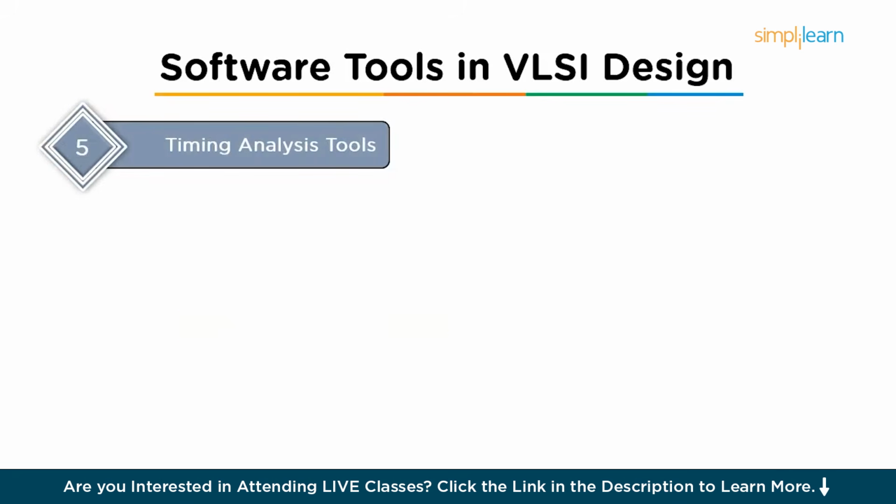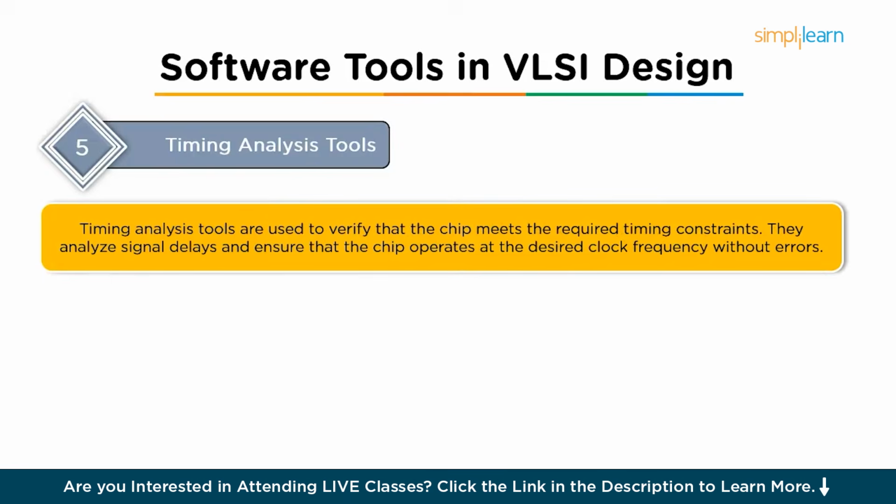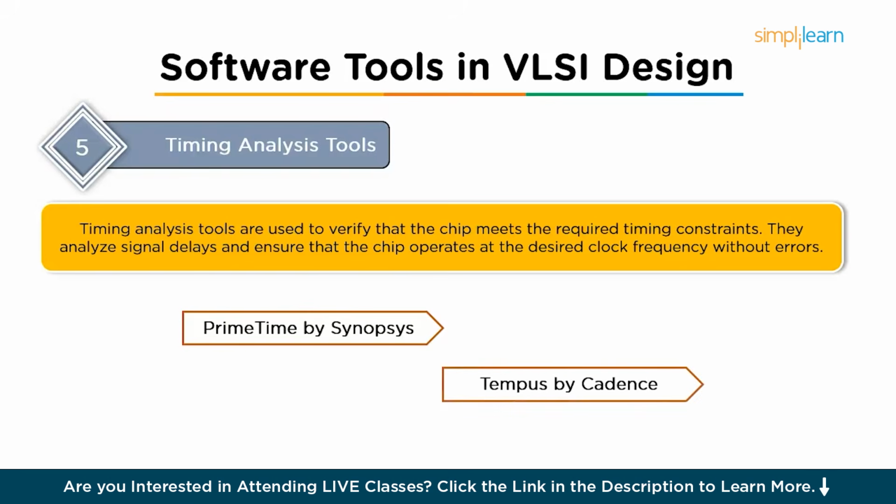Then comes timing analysis tools. Timing analysis tools are used to verify that the chip meets the required timing constraints. They analyze the signal delays and ensure that the chip operates at the desired clock frequency without errors. Examples are PrimeTime by Synopsys and Tempus by Cadence.